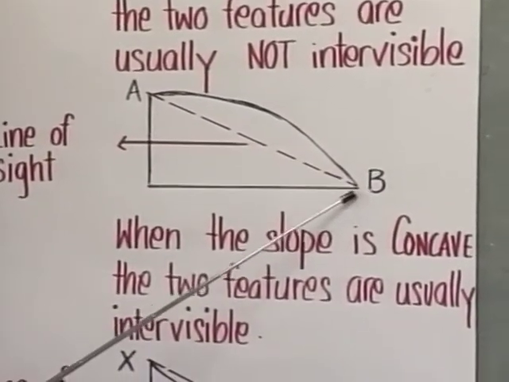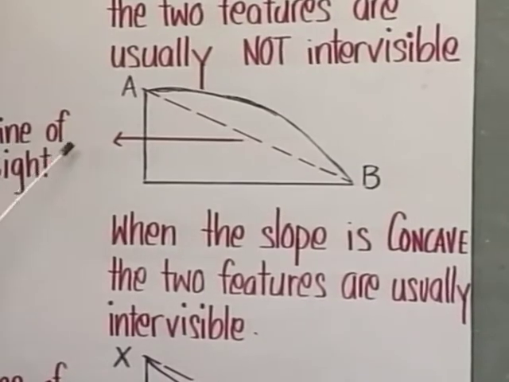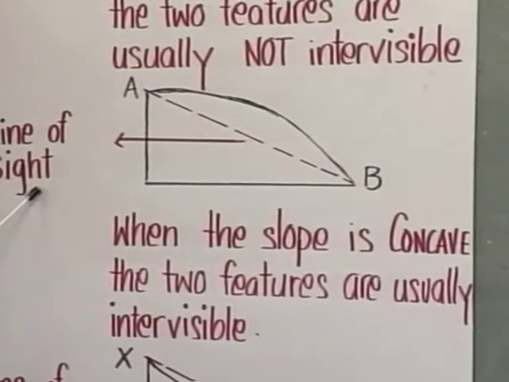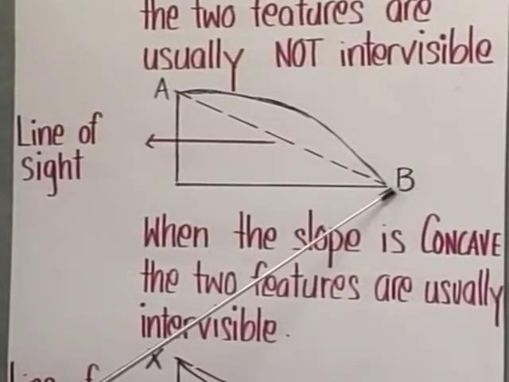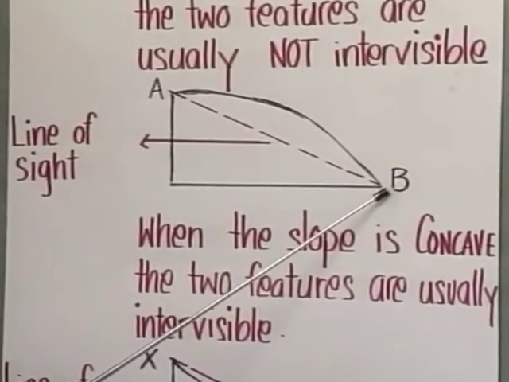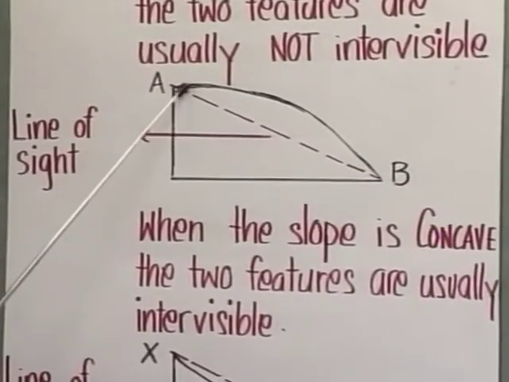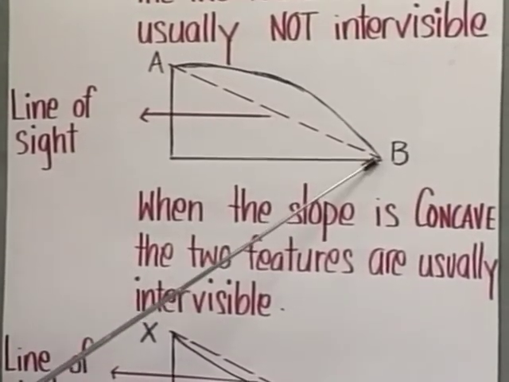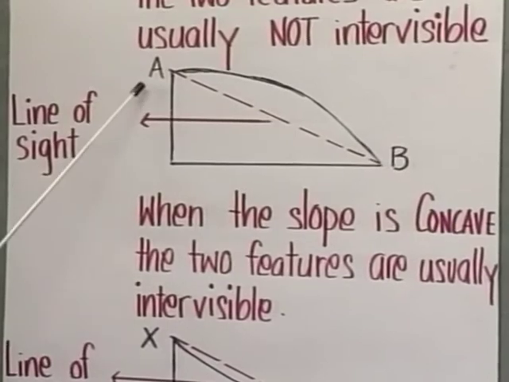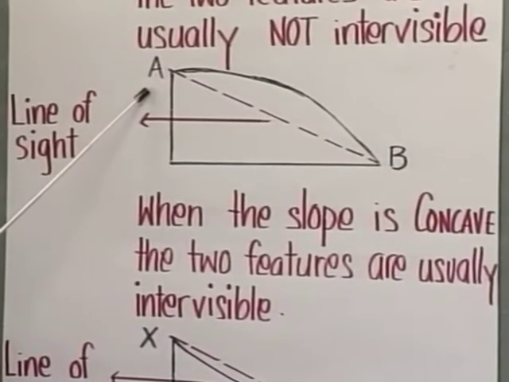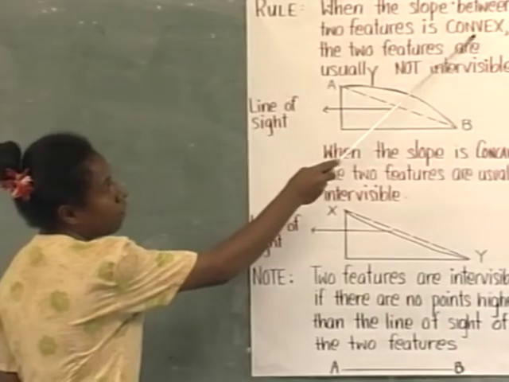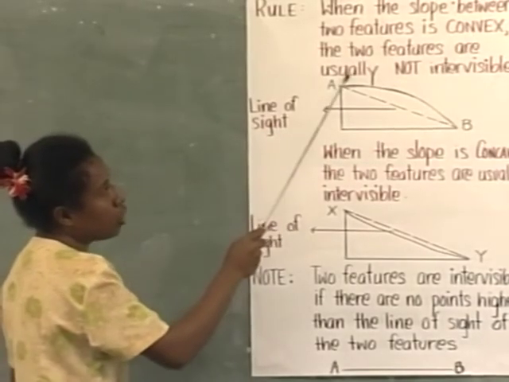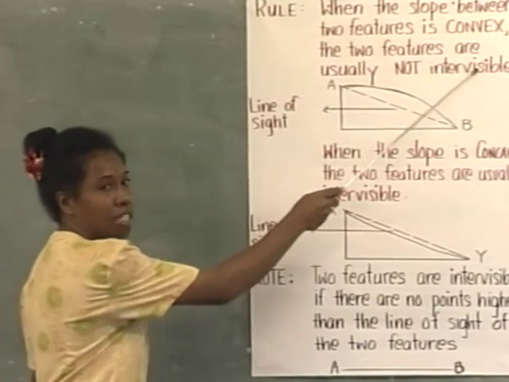The red line that I have drawn here is the line of sight. And if you stood at A and you tried to check someone down, maybe at B, it will be impossible to see them because of the landform here. And similarly, if you stood at B, it will be impossible to see someone at A. So when the slope between two features is convex, the two features are usually not intervisible.